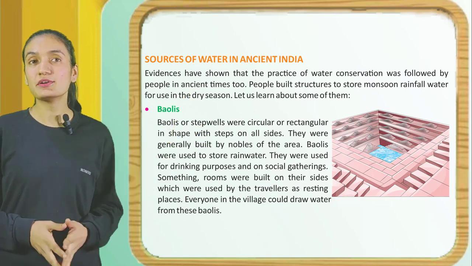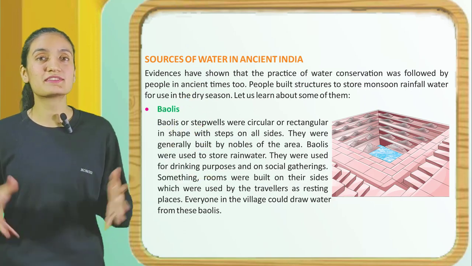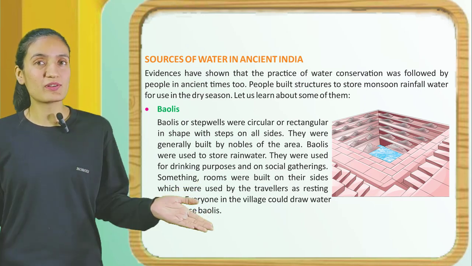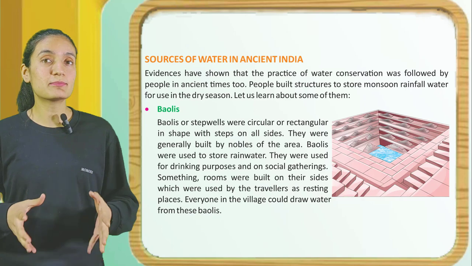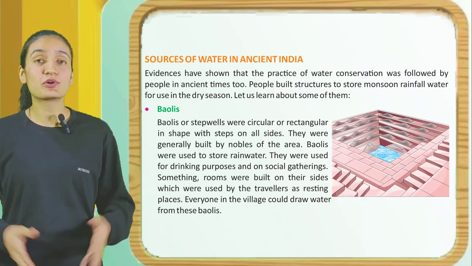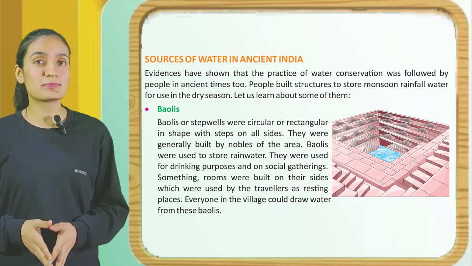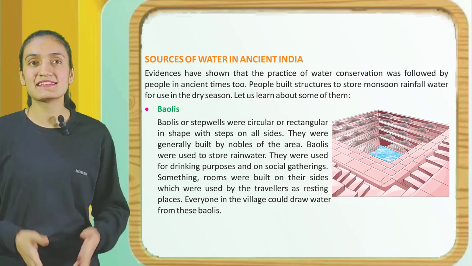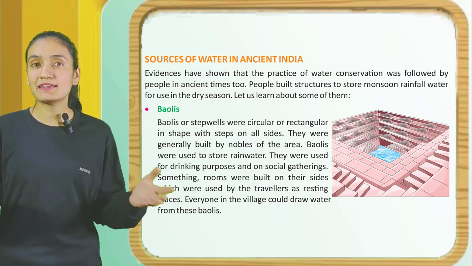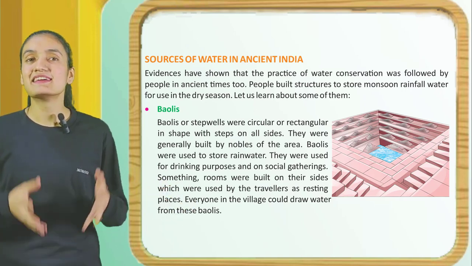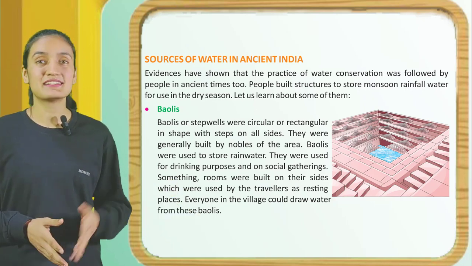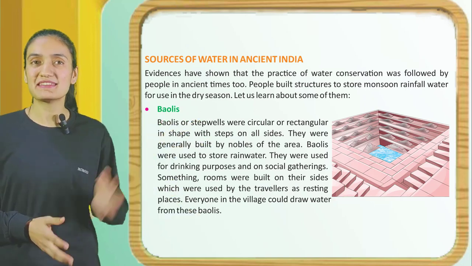Here are wurleys. Wurleys or step wells were circular or rectangular in shape with steps on all sides. They were generally built by nobles of the area. Wurleys were used to store rainwater. They were used for drinking purposes and at social gatherings. Sometimes rooms were built on their sides, which were used by travelers as resting places. Everyone in the village could draw water from these wurleys. You can see wurleys in this picture.